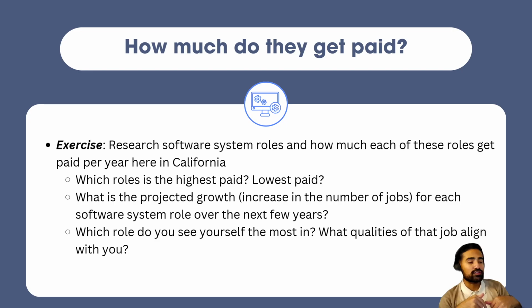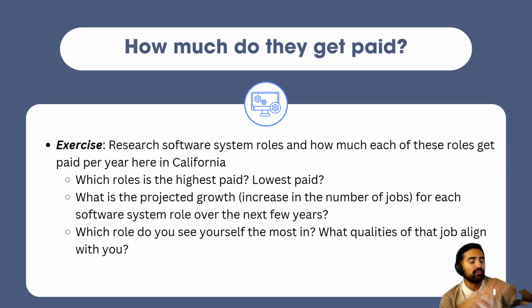And then once you get all those numbers, you're going to submit that for this week's assignment. And then the last thing I want you to do is, which role do you see yourself in the most? So I want you to write about which role you like the most and what qualities of that job align with you. It could be the pay. Maybe you love this job because it pays so much. Maybe you love a certain job because it's not too technical. Maybe you love a job because it is super technical. Totally up to you which job you choose.